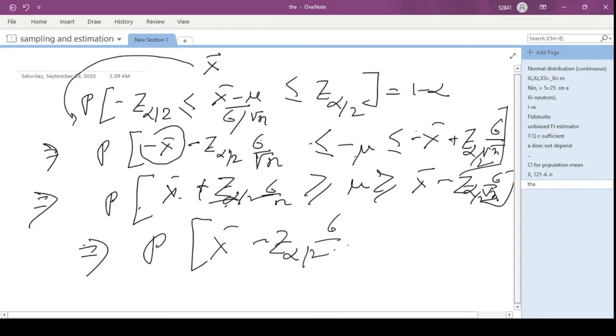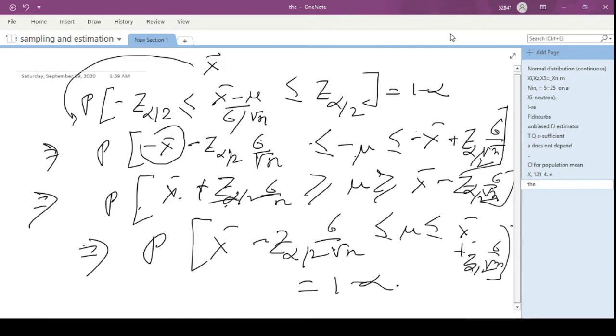I just thought of showing you how we convert this into x bar plus z alpha by 2 sigma by root n. Now this whole thing is equal to 1 minus alpha. The right side remains unchanged.